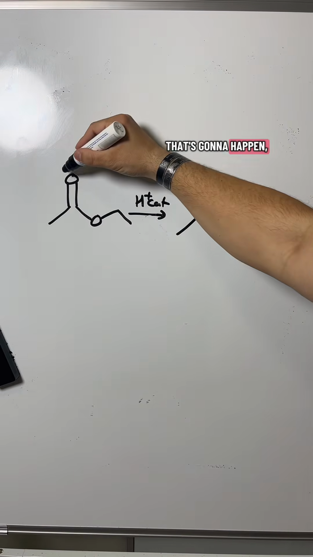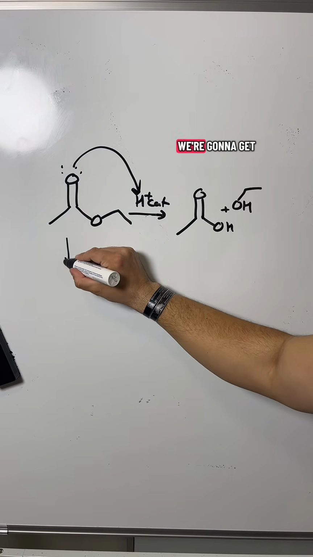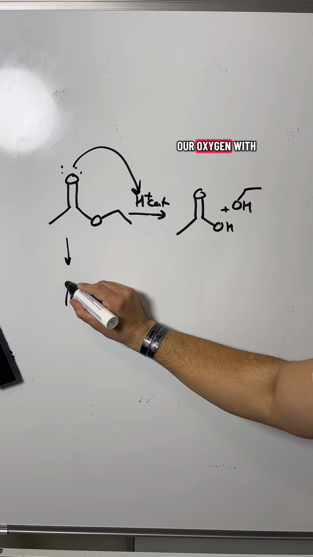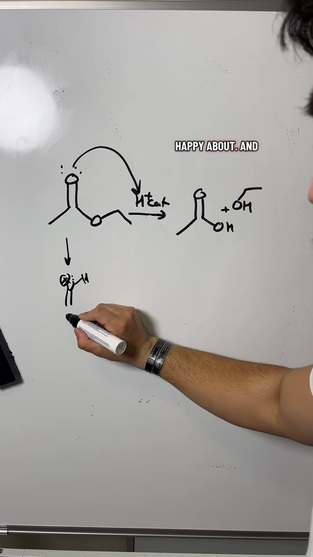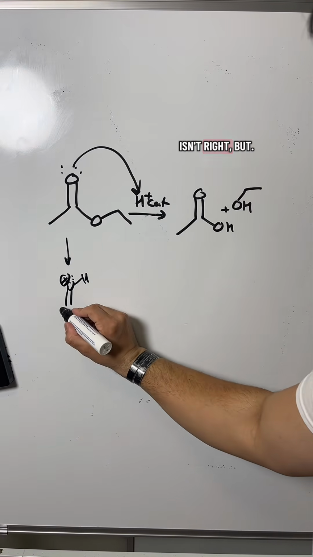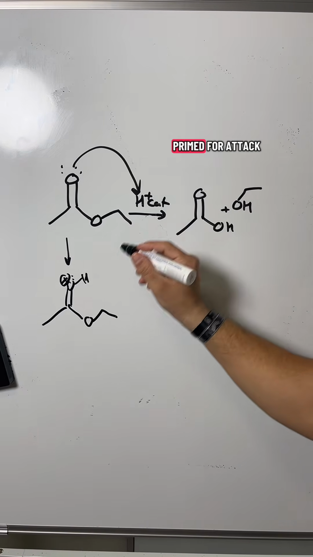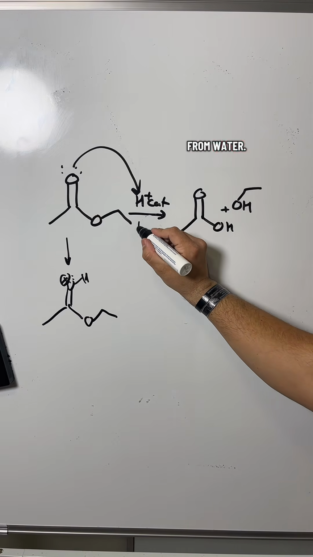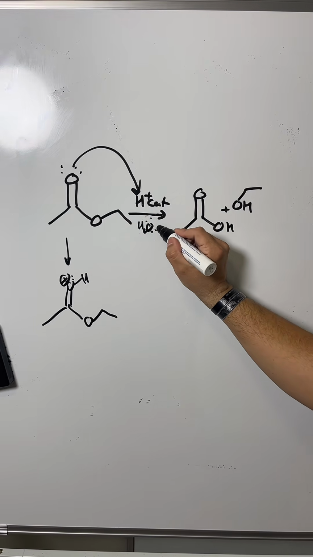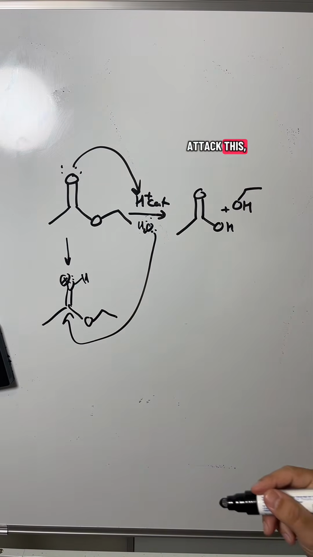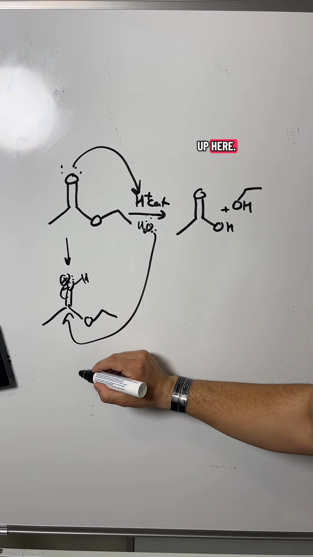The first thing that's going to happen, we're going to protonate that carbonyl. Okay, we're going to get our oxygen with a positive charge, which it's not happy about. And the orbital geometry isn't right, but oh well. Now, this is primed for attack from water. Should have written water in there, I'm so sorry. We're going to nucleophilically attack this, and we're going to kick these electrons up here.